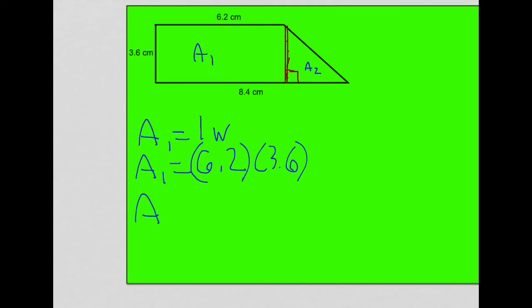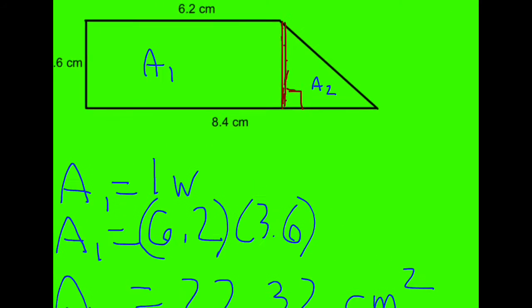A1 equals, when I work that out, 22.32 centimeters squared.